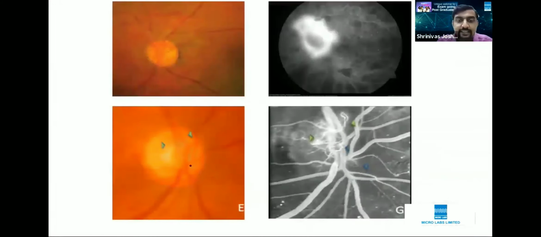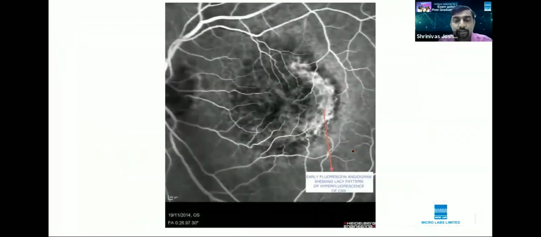But what is this here? You see the second slide, you can definitely see some vessels. I don't know if the picture is clear here. So it is not leaking. There are vessels on the disc, but which are not leaking, which look more in the form of collateral vessels. If these were NVE, they would have leaked, but collaterals do not leak. Okay.